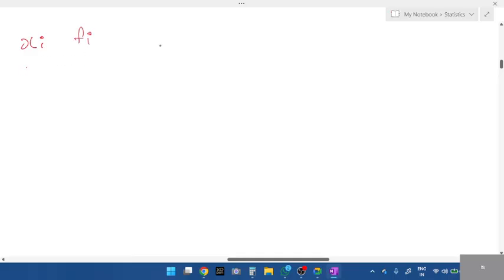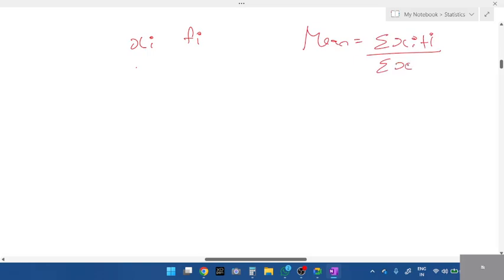You'll get xi fi. If class marks is given, fine. If class interval is given, convert it. Just now I showed you an example. So for calculation, we need only one value. Now xi fi will be given. Mean is equal to summation of xi fi divided by summation of fi.